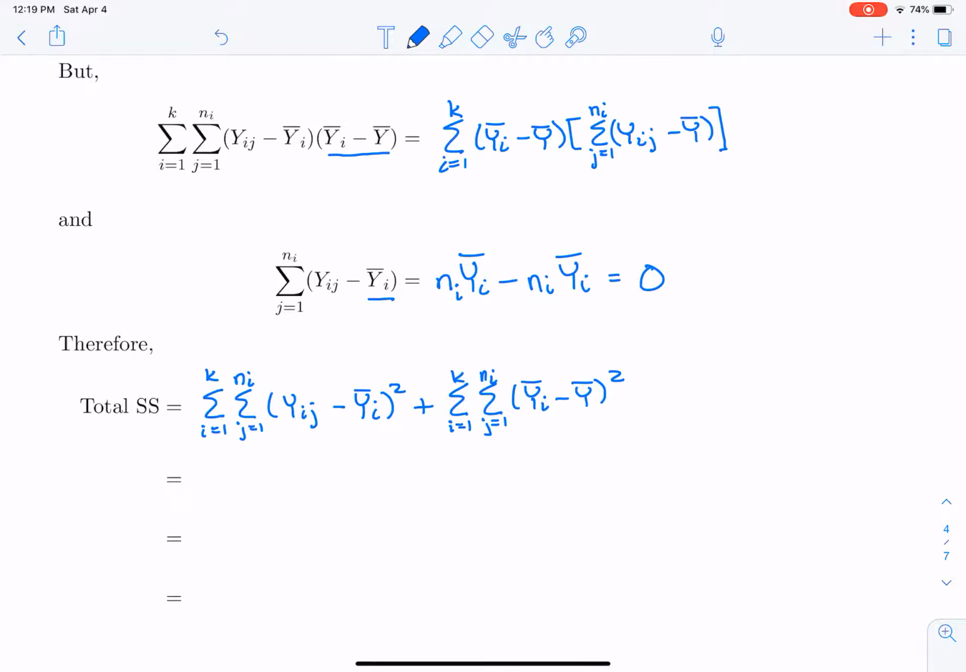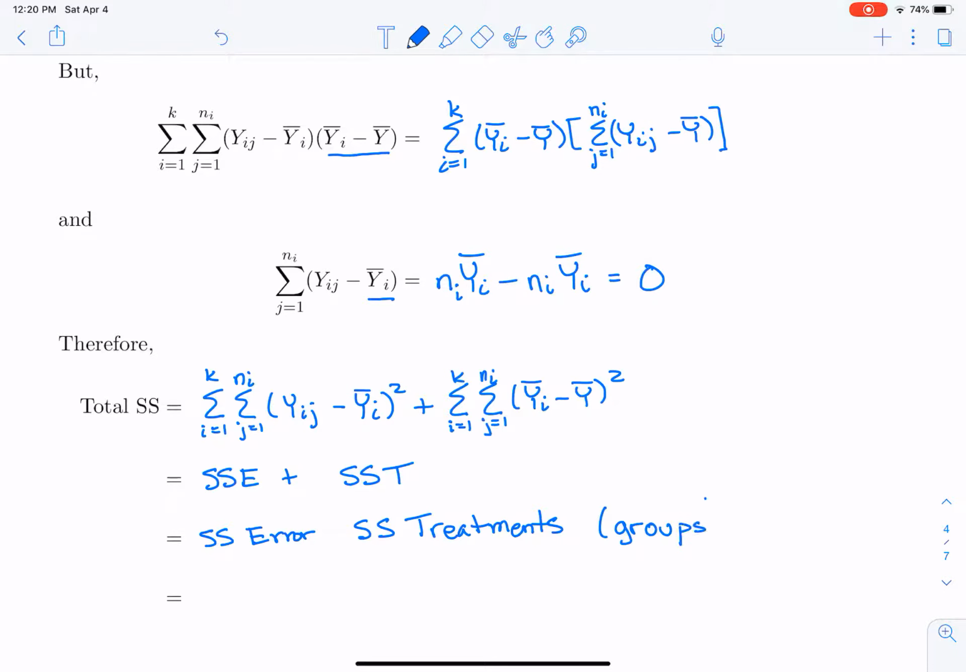We call those things SSE for sum of the squares of the error, and SST for the sum of the squares of the treatments. Now, by treatments, they mean groups.